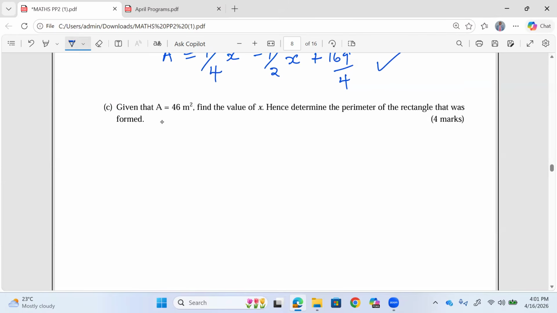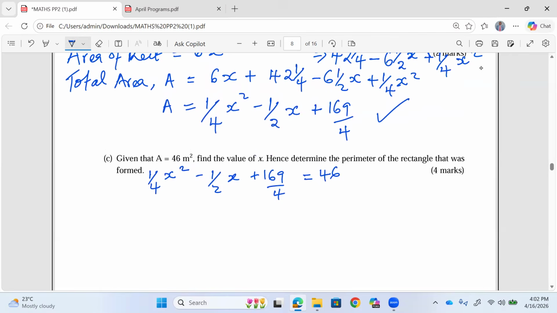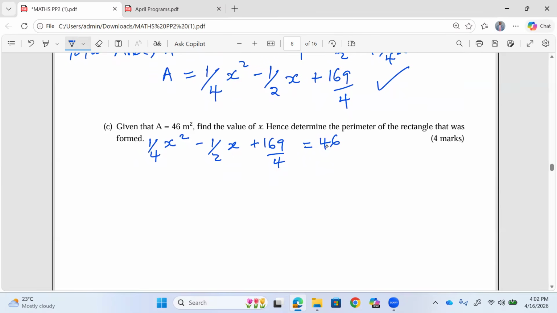So the total area has a value of 46. So you write a quarter x squared minus half x plus 169 over 4. This is the total area, so should be equivalent to 46. Is that okay? Yeah, equivalent to 46. We can bring the 46 to the left-hand side so that we have the right format.